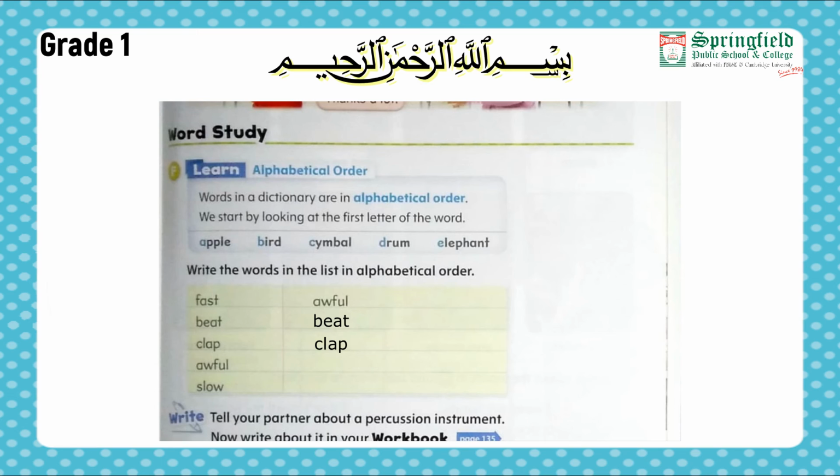Now let's look at the remaining words. Is there a D as the start of a word? Beat, slow, and fast. We have two words. We have no D. Now E. No, we don't have E as well. F. Yes, we have the F here as well, which is fast. So we are going to write fast in the next column.